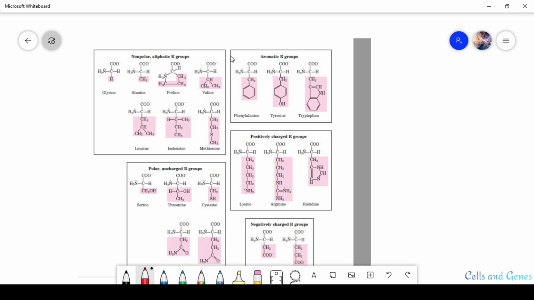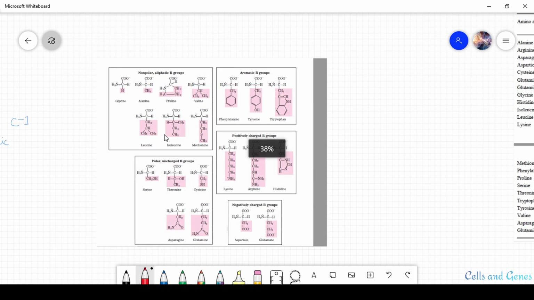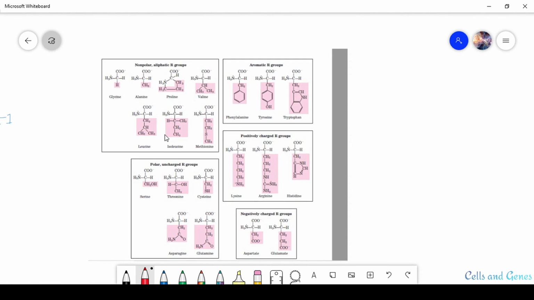Coming to the standard amino acids, we have 22 amino acids and here we see the structure of 20 amino acids. They are classified into certain groups. The first one is non-polar aliphatic R group, which have aliphatic side chains. First is glycine, the simplest amino acid, which has only hydrogen as the R side chain. Then alanine, which has a CH3 group as the side chain.